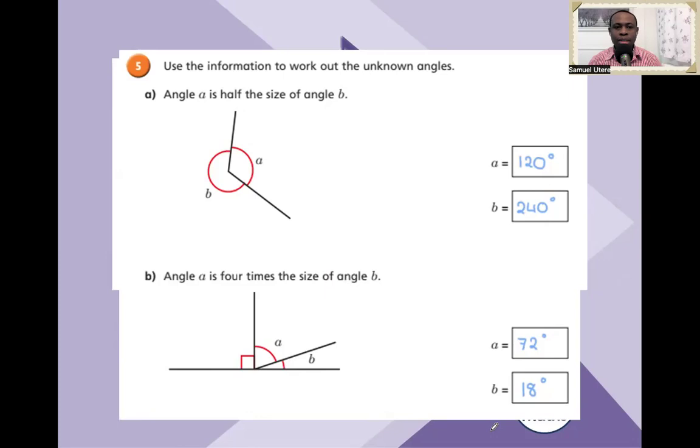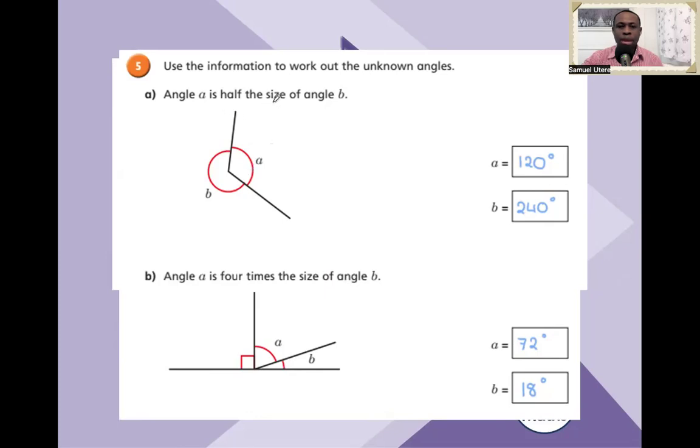Next, you were asked, angle A is 4 times the size of angle B. Well, if angle A is 4 times the size of angle B, we can use some algebraic equations to solve this. I would like to express this algebraically so that you see how things actually work.